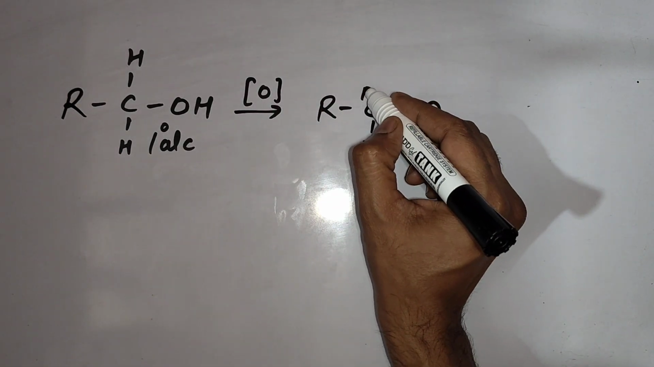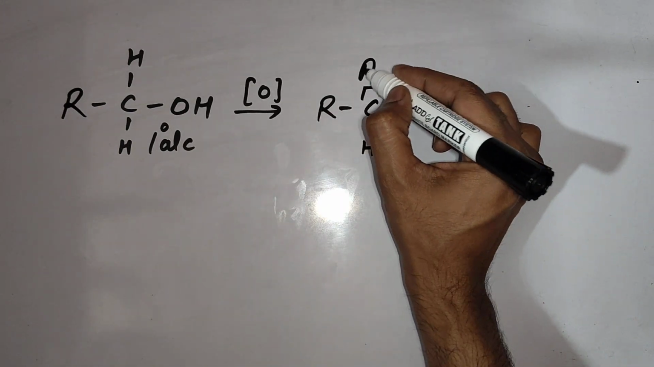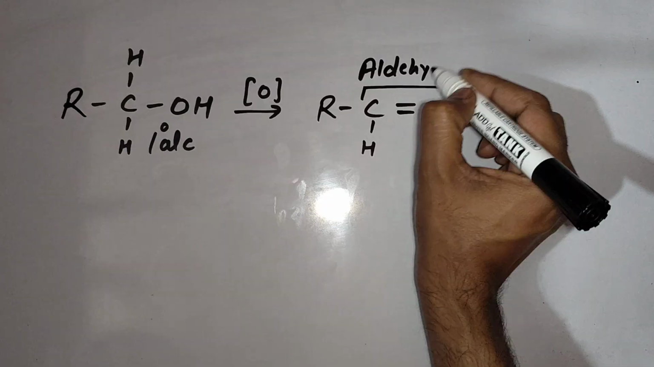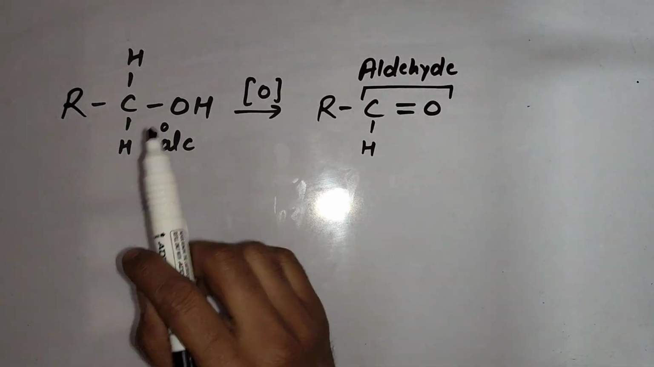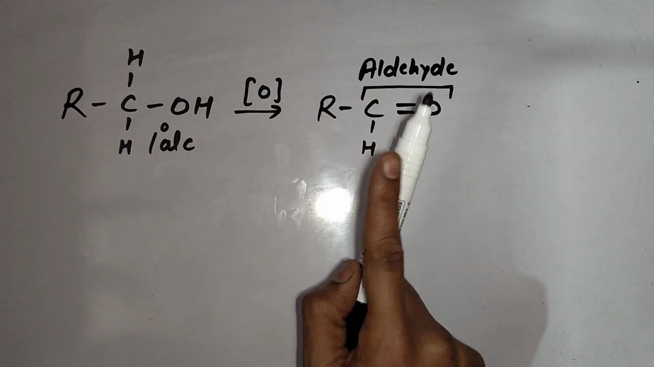Now please check which functional group we are getting after oxidation. This is aldehyde. Means after 1 degree alcohol, first oxidation we will get aldehyde.